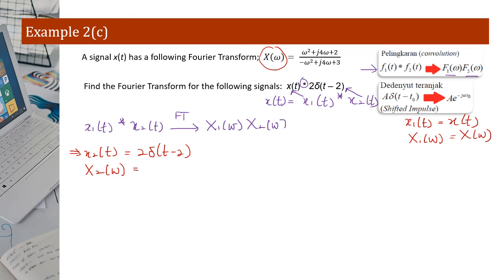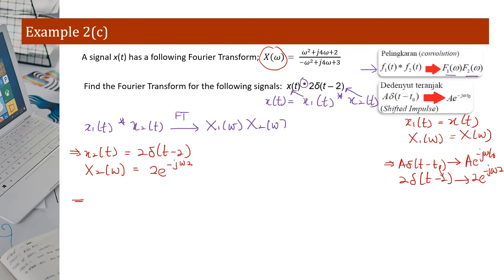When you refer to the table, for the shifted impulse, A delta(t - t naught), it will produce A e to the minus j omega t naught. So your equation 2 delta(t-2) means the capital A equals 2, and it will produce e to the minus j omega t naught, where your t naught in this case is positive 2. So your X2(omega) equals 2 e to the minus j omega 2.